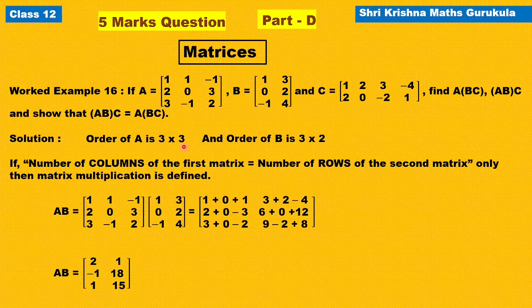Now, what should our matrix be of order? It is 3 cross 2, right? Yes, we have got the matrix of order 3 cross 2. Now, we will multiply this matrix AB with C. So, now we will be considering matrix AB, which we have just found, and then matrix C.